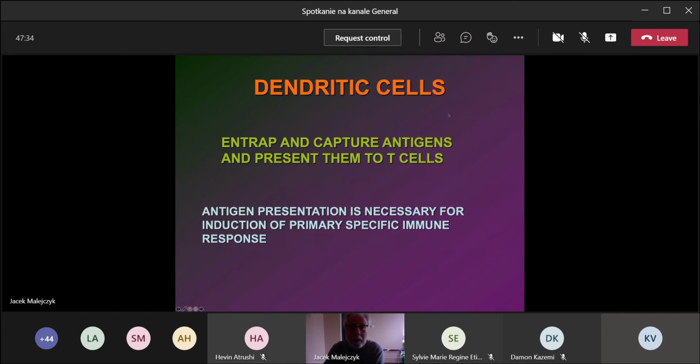cells. A few words about another type of cells which are present in the lymphatic tissue, which are very important. These are dendritic cells. The dendritic cells originate from the monocytes. The monocytes, when they reach the tissue coming out from the blood vessels, change depending on the local environment into cells of the macrophage-like type or dendritic cells.